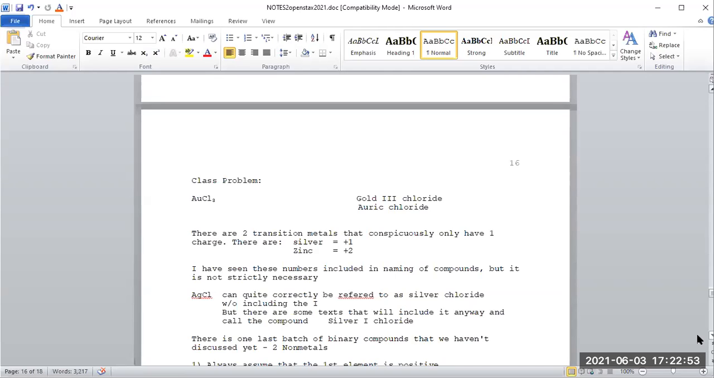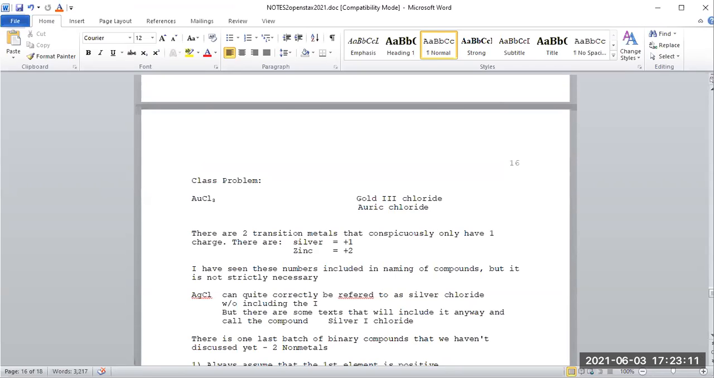Silver is always and forever +1. There is no other version of silver. The same is true for zinc. Zinc is always and forever +2. It does not have an alternate version.